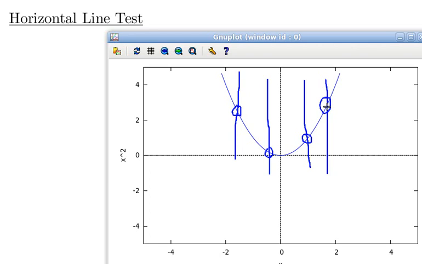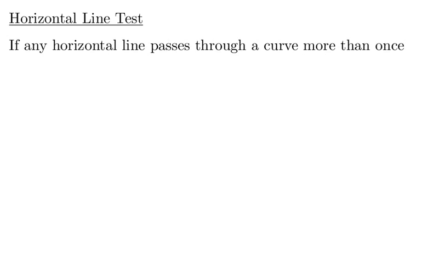But then there's also the horizontal line test. And I'll go ahead and write out the horizontal line test. It's very, very similar, of course. If any horizontal line passes through a curve more than once, it is not one-to-one.